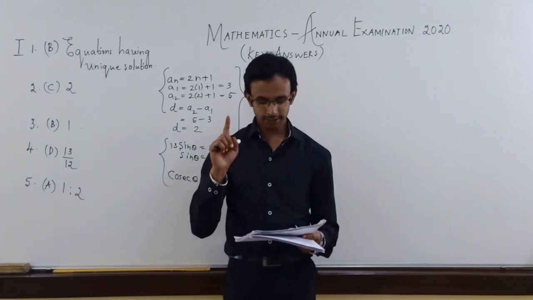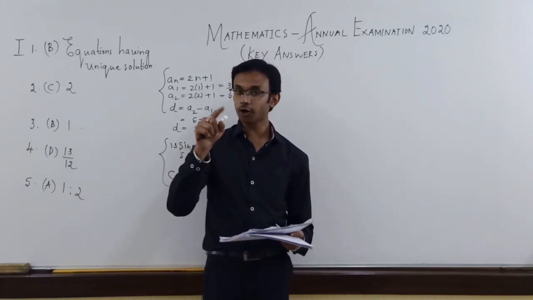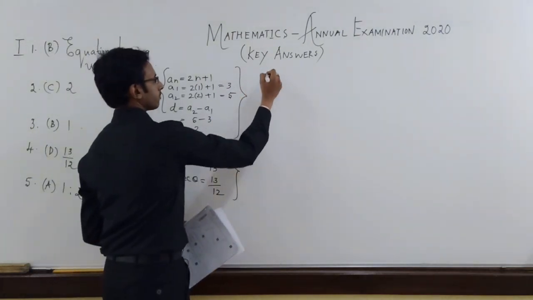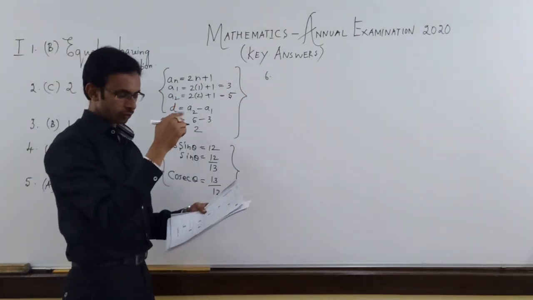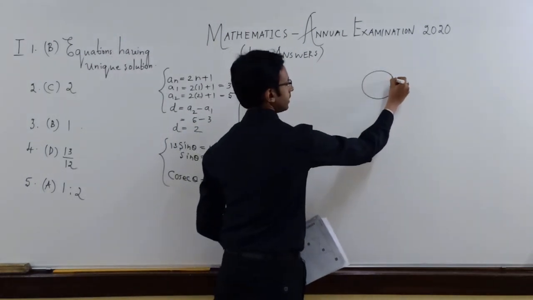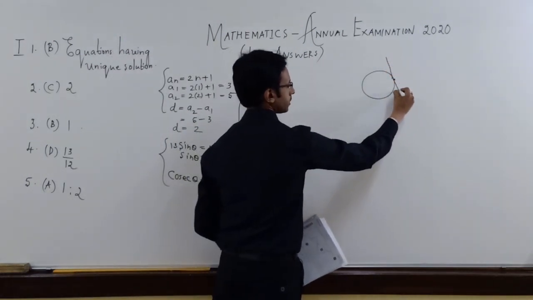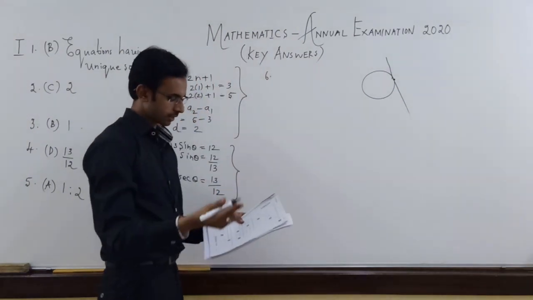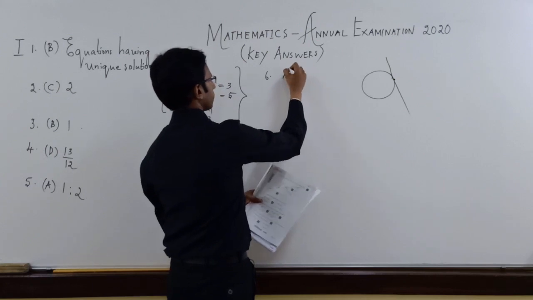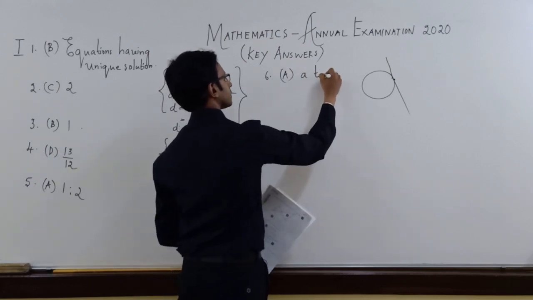Sixth problem is a straight line passing through a point on a circle. So you all know what it is. A straight line passing through a point on a circle. If there is a circle and there is a point, a straight line that passes through the point on a circle will be a tangent. Option A. A tangent is the correct answer.